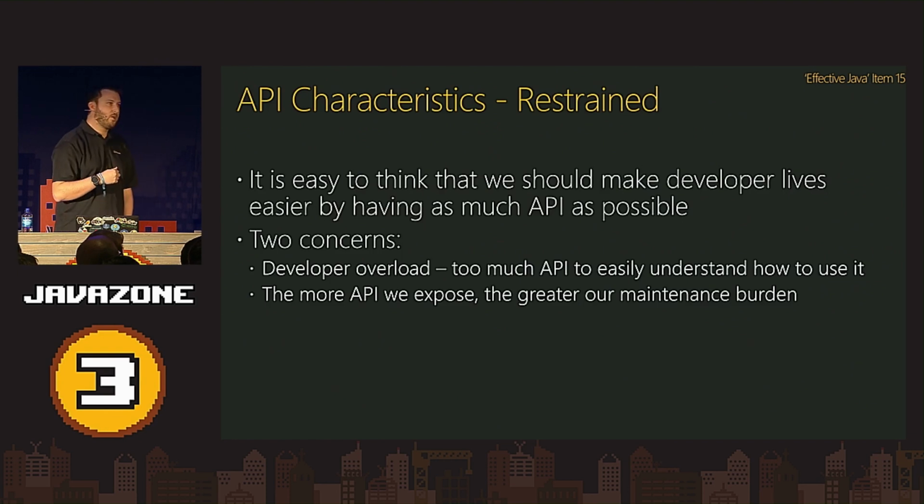So we don't want to just make developers' lives easier by having as much API as possible. That has two concerns. One is developer overload. I don't know how many of you have seen the IntelliJ autocomplete pop-up that gives you 500 methods, and you have to search through them for the functionality that you want. Hopefully, in that case, the vocabulary that we've discussed previously helps, making it easier to filter down for what you're looking for. So we don't want to just have all API because it increases developer overload, but we also don't want to have more API than we need because it increases our burden.